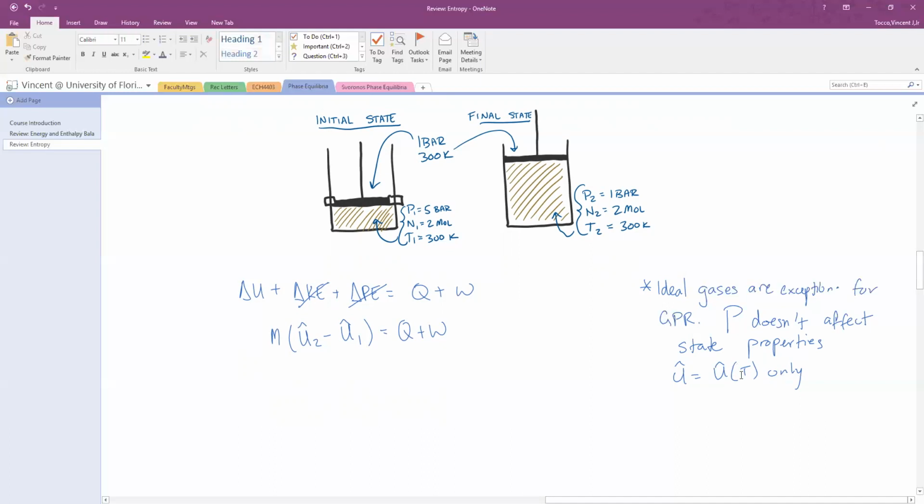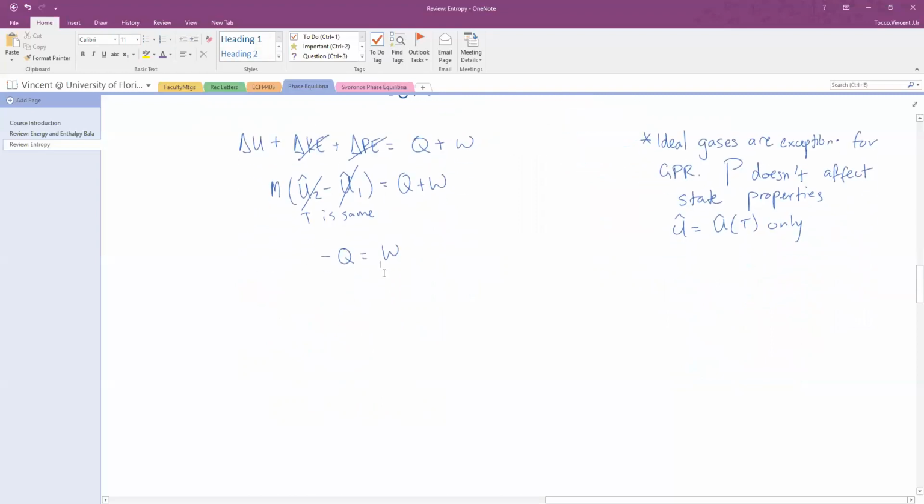All right, so we've got U as a function of T only, and if we look at the final and initial temperatures, we've got the same initial and final temperature, which means that the internal energy is going to be the same at the final and initial states. So this is actually going to cancel out because the temperature is the same in the final and initial states. So we're left with Q plus W is equal to 0, or said another way, minus Q is equal to W.